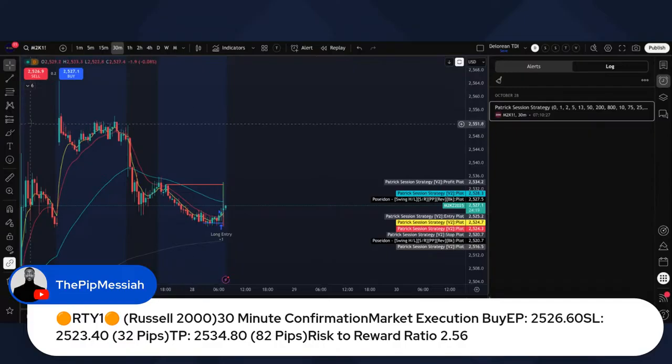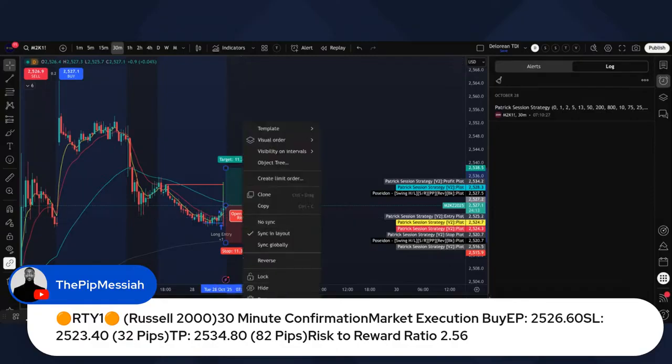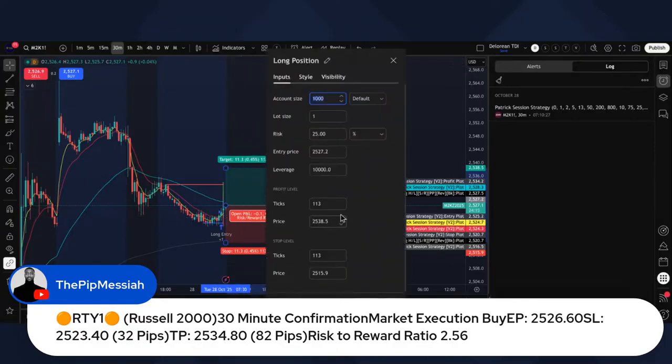And we have M2K1. This is the micro or the mini Russell 2000. We're going to enter that. Targeting 2534.2.